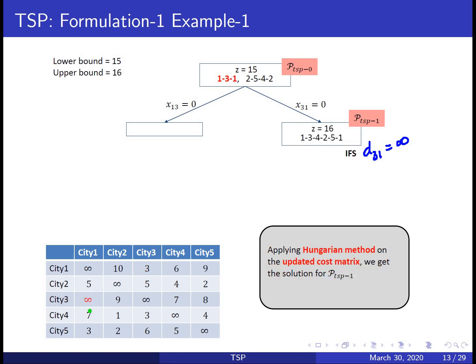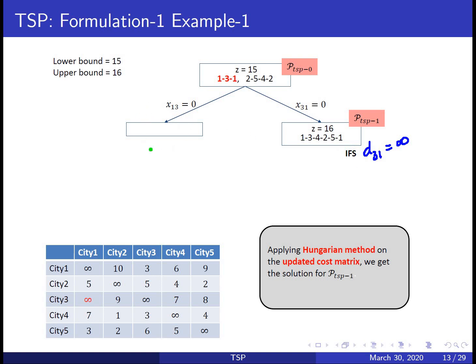So the distance is being changed here and we solved the problem, and then we found that the optimal solution is a complete tour with the objective function value of 16 units. Now since this is an integer feasible solution, I have a better upper bound. Also this node is dead because of the integer feasible solution.